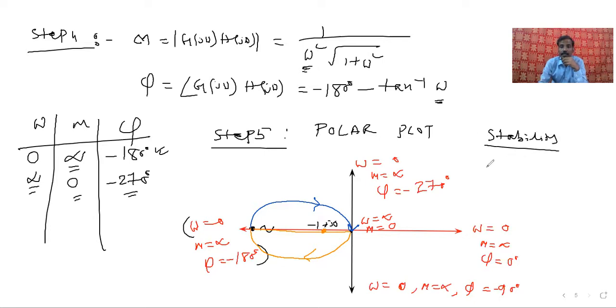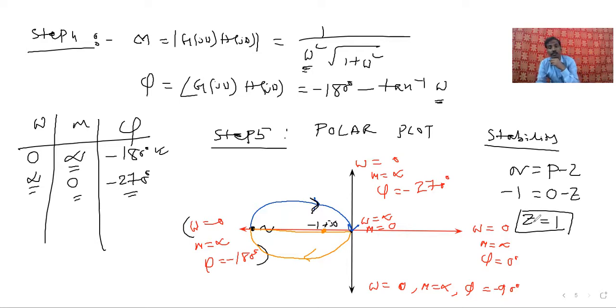Stability. What is the stability? N equals P minus Z, where N equals the number of contours. In this case, if this figure, then the contour equals 1 and clockwise. This is the negative 1, and there are no poles on the right-hand side, that means P is 0, and Z equals 1. That means the open loop system is stable, but the closed loop system is unstable. Because Z has some value, the system will be unstable.